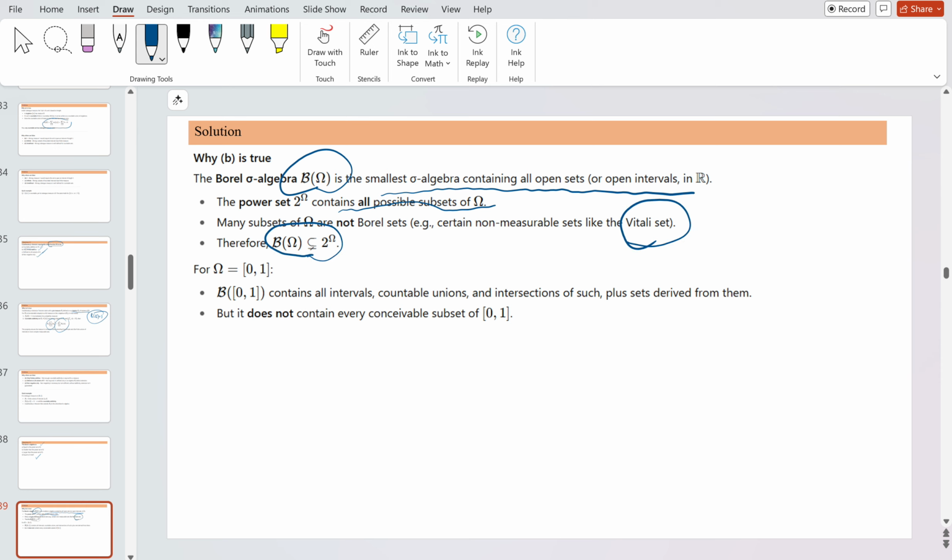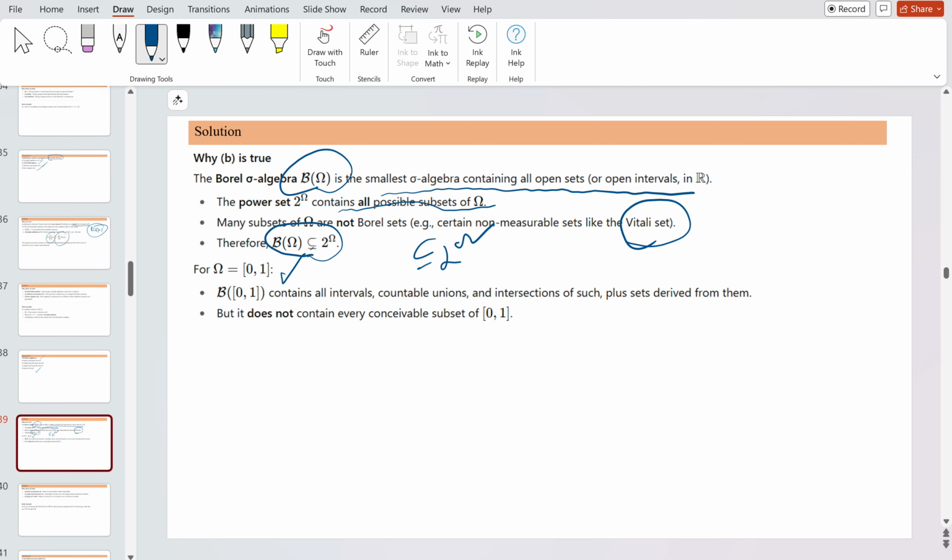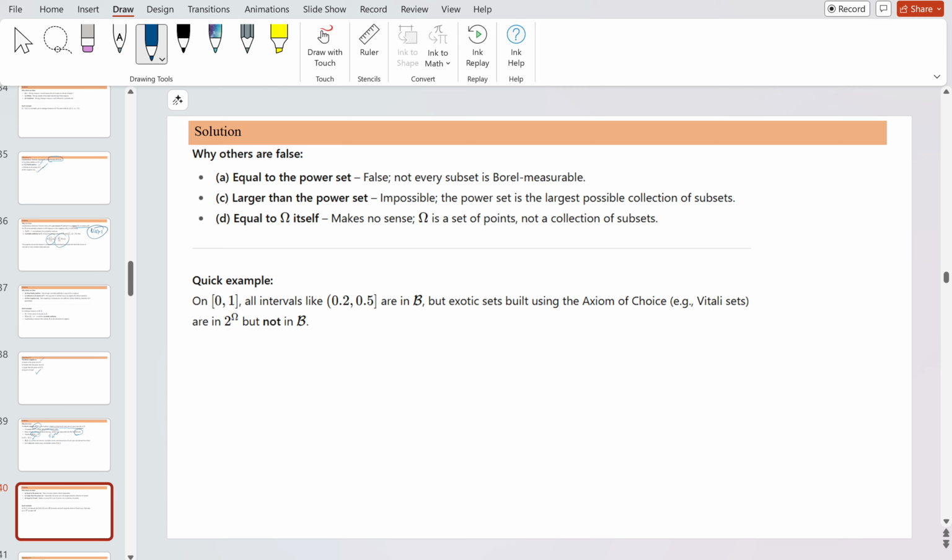Therefore, B(Ω) is actually a subset of 2 to the power Ω. So Ω is equal to [0,1]. Borel of [0,1] contains all the intervals, that is, countable unions and intersections of such sets derived from them. So it is clearly a proper subset. If you see the other option, that it is equal to the power set, that is false, because not every subset is Borel measurable.